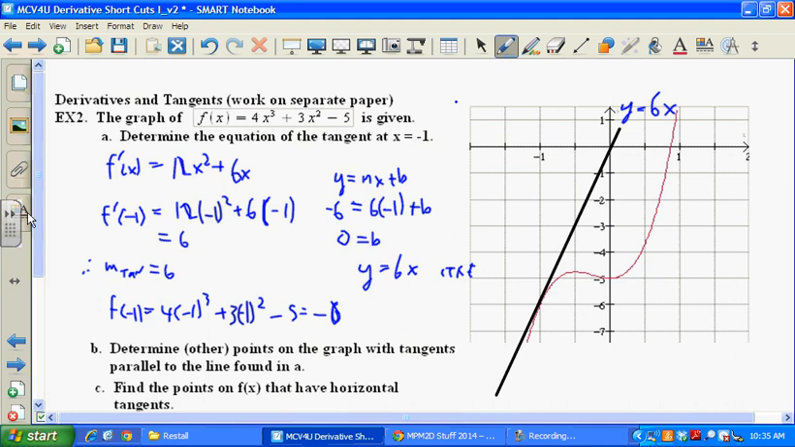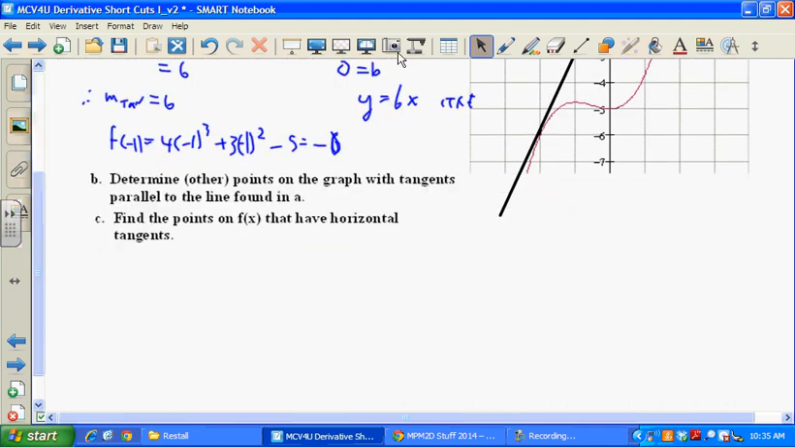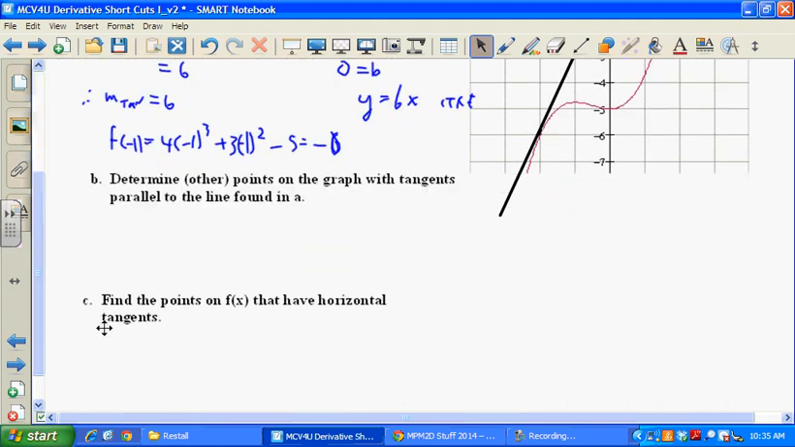Okay, it says determine other points on the graph with tangents parallel to the line found in A. Well, how are we going to do this? Well, notice I could just sort of, where's it going to be? Well, and this is a guessing thing, right? We can do better than that. It looks like it's going to be right about there, maybe at x equals 1, maybe around there. But let's do this real grown-up boys and girls style.